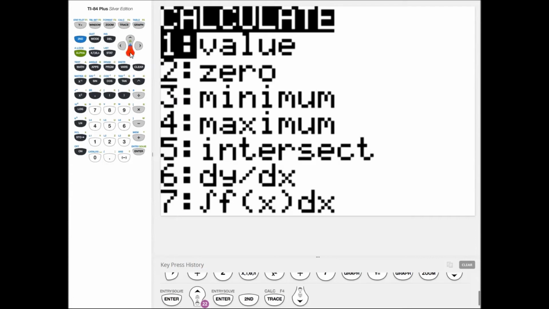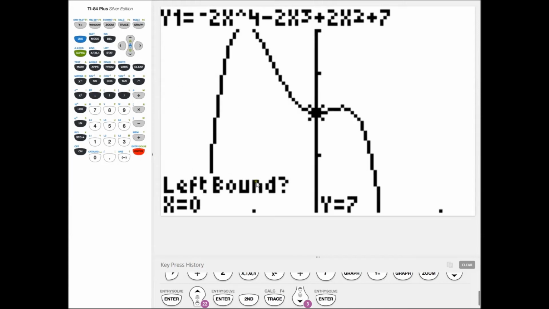So in this case, let's look for a maximum, because I want to find that maximum over there to the left, that absolute maximum. It's going to ask you for a left bound and then a right bound, meaning it wants you to pick a point to the left of the point you want and a point to the right of the point you want. And then it's going to search in between there for the point, which is, in this case, the maximum.